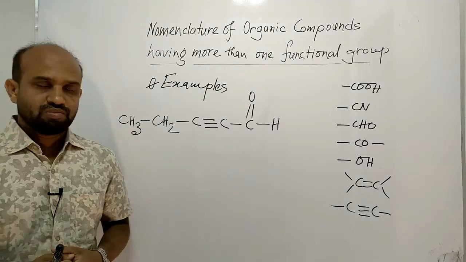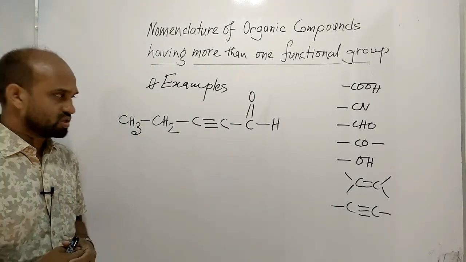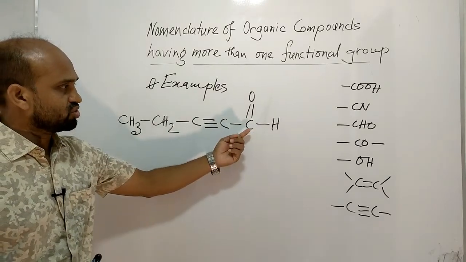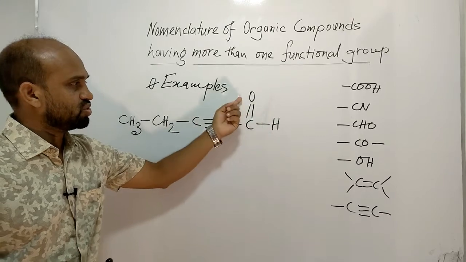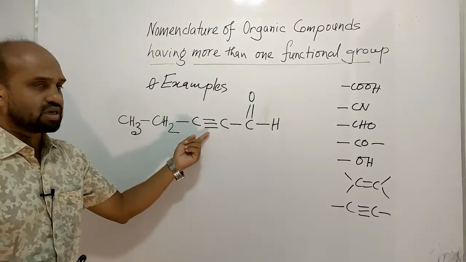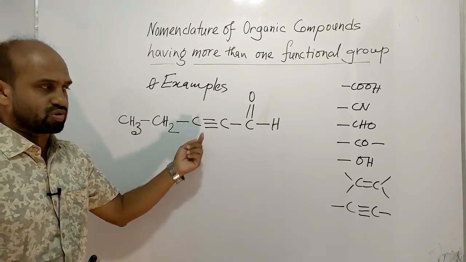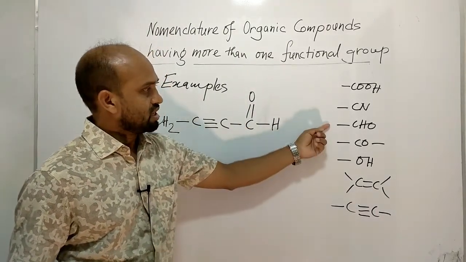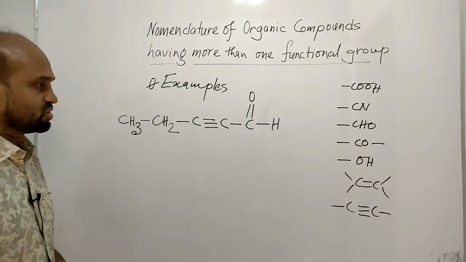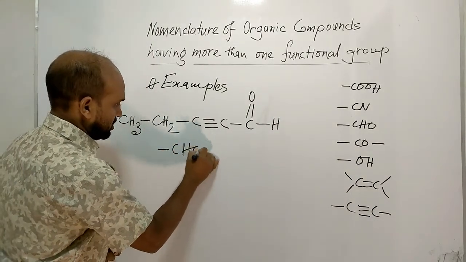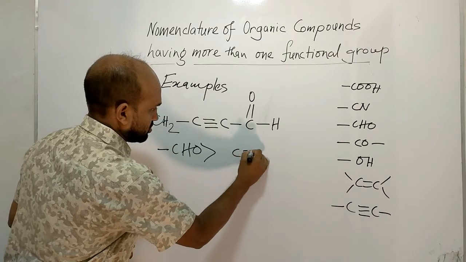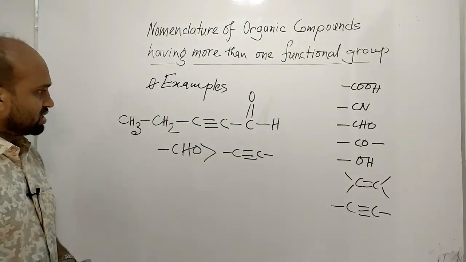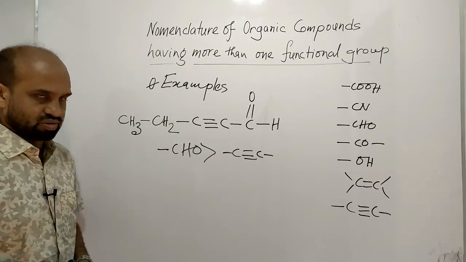Let's see the name of this compound. Here there are 2 functional groups. One is aldehyde group CHO, another is alkyne group, carbon-carbon triple bond. And from the priority series we can see aldehyde group is prior to alkyne group. Aldehyde group is prior to alkyne group. Now let's write the name of this compound.